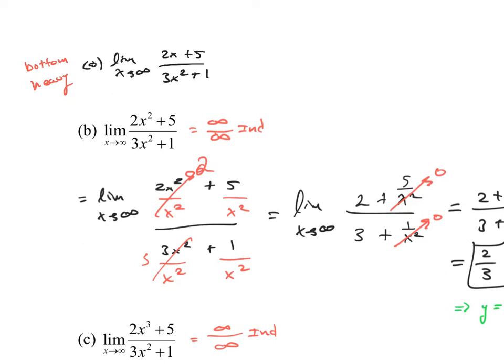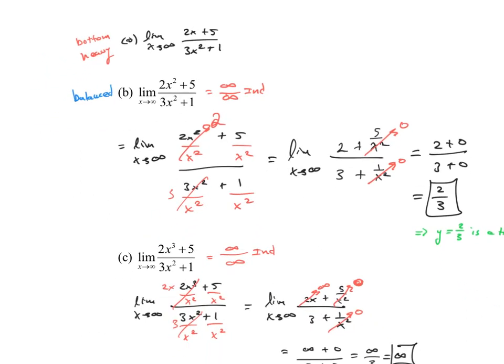The next case that I want you to look at is case B. This is what I call balanced. Balanced is when the degree on top and the degree on bottom are the same. The last case that I wanted you to see was case C. C is what I call top heavy. Top heavy is when the degree on top is bigger than the degree on bottom. So these are the 3 different cases that you could have in these types of problems. Bottom heavy, balanced, and top heavy.